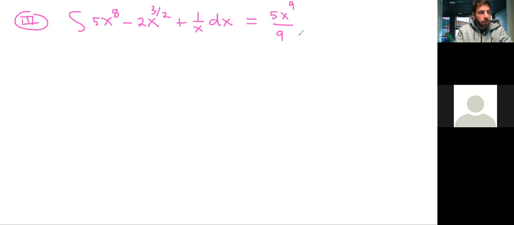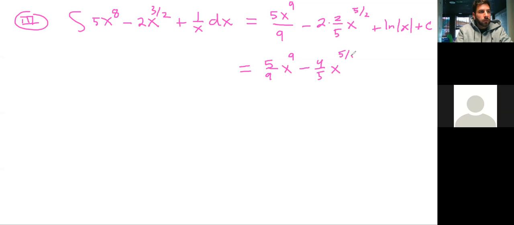And then the next one, if we're integrating, what's 3/2 plus 1? Well, 3/2 plus 1 is 5/2. So this becomes 2 times, well, dividing by 5/2 is the same as multiplying by 2/5. I guess you could clean this up. Some of us would probably write it as 5/9 x to the 9th minus 4/5 x to the 5/2 plus the natural log of x plus c.